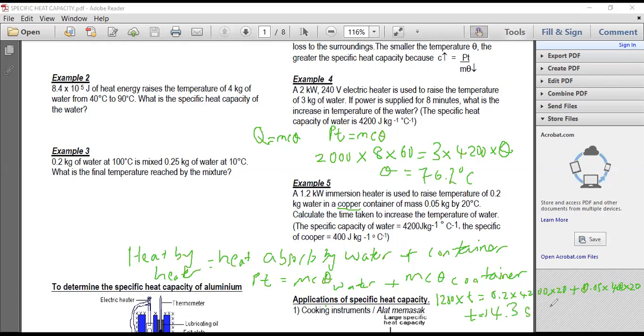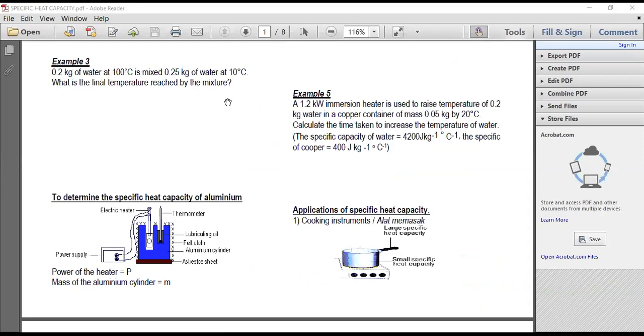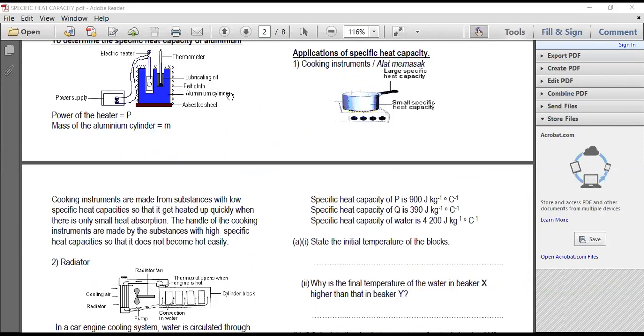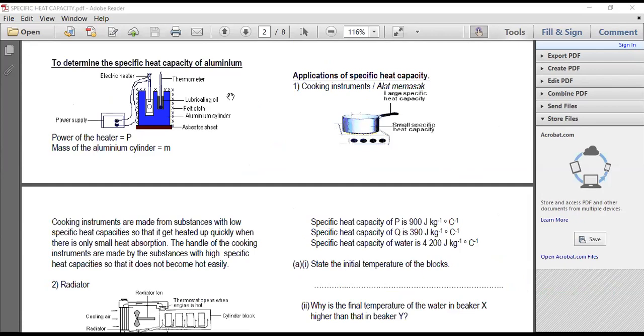Okay, 14.3 seconds. So for this one, you have to consider the heat absorbed by the container and also by the water. Now, we look at the application of specific heat capacity. If you look at Q equals MCθ, so Q over MC equals θ.